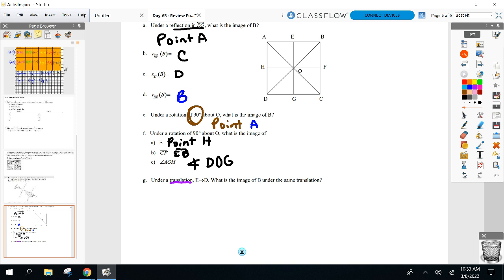So if you're going E to D, where do you go? Left one and down two letters. Left one letter, down two letters. All right, do it again. Good. Now start from B. Left one letter, down two letters. You end up at point. There you go. Good work.